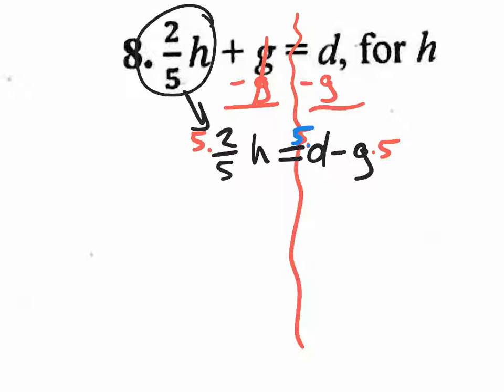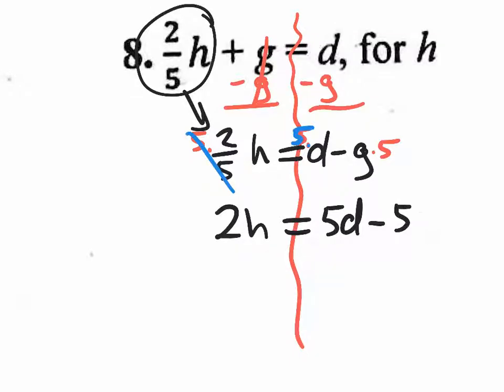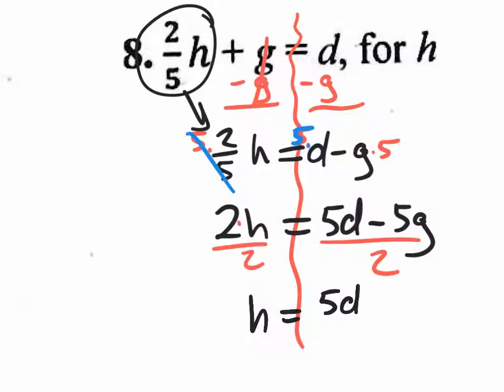So what do I have left? I have 2h equaling 5d minus 5g. What's my final step? Divide everything by 2. So you could just leave it like that, or you could split that denominator of 2 to each one. I'm just going to leave it like that. So my final answer is h equals 5d minus 5g over 2.